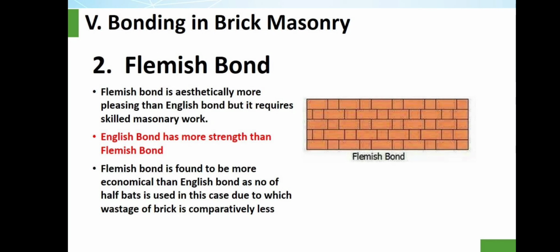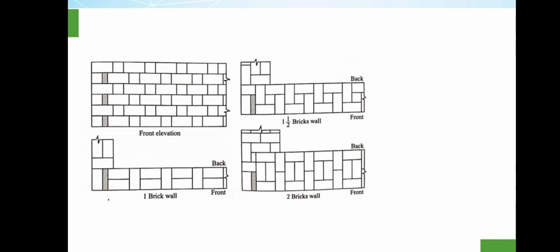Flemish bond is aesthetically more pleasing than English bond, but it requires skilled masonry work. English bond has more strength than Flemish bond. Flemish bond is found to be more economical than English bond, as a number of half bats are used in it, due to which wastage of brick is comparatively less. Here is the picture.